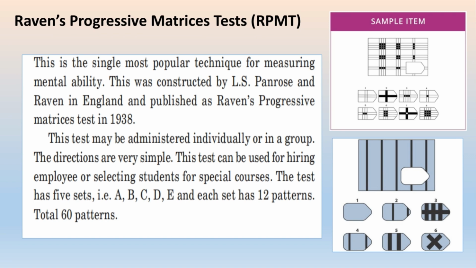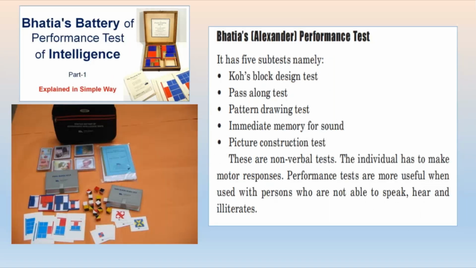Body as Battery is a nonverbal intelligence assessment designed for individuals who may be illiterate or unable to speak or hear. It consists of 5 subtests: Koh's block design, pass-along test, pattern drawing, immediate memory for sound, and picture construction. These tasks rely on motor responses rather than language, making them widely accessible. The test evaluates reasoning, memory, and problem-solving through practical activities.